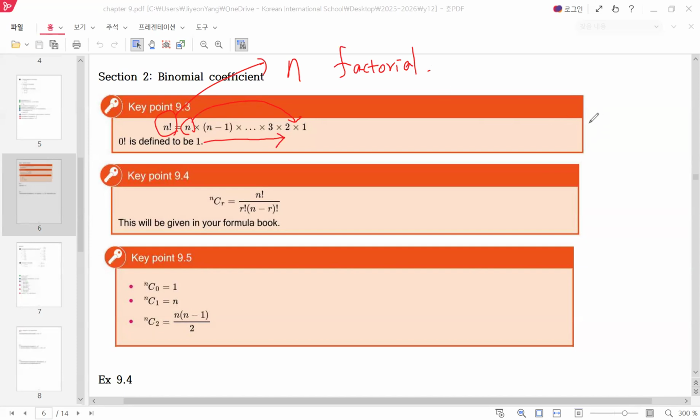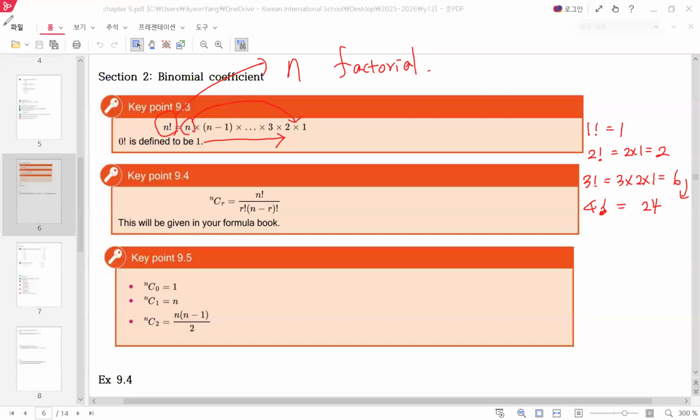So for example, 1 factorial means just 1. 2 factorial means 2 times 1, which is 2. 3 factorial equals 3 times 2 times 1, which is 6. How about 4 factorial? What do you think? Yes, basically 6 times 4, so 24. Can you see that?